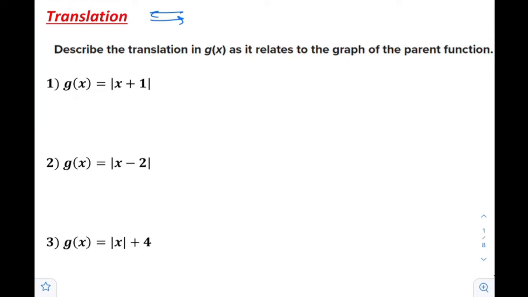The same thing applies in absolute value; we consider it kind of a bracket. And now here we have, inside the group, inside the bracket, plus 1. So this is a translation to the left, and that means it is a horizontal translation, 1 unit left. Here we have minus 2. That means it is moving to the right 2 units.